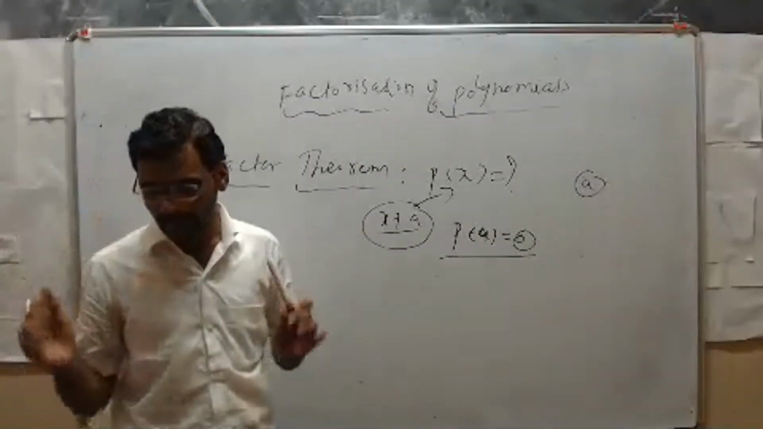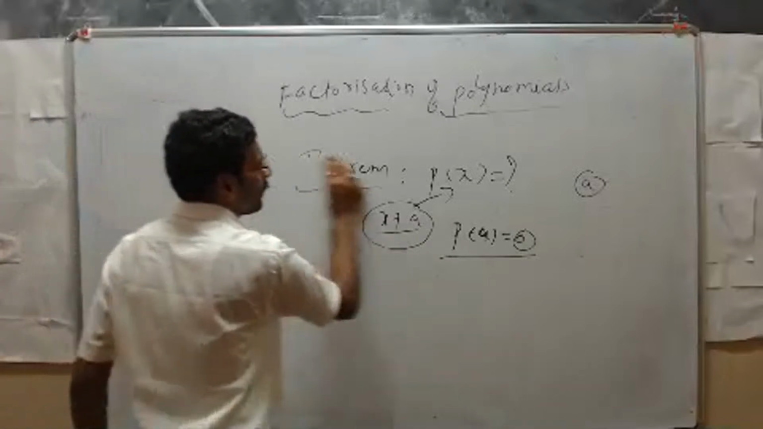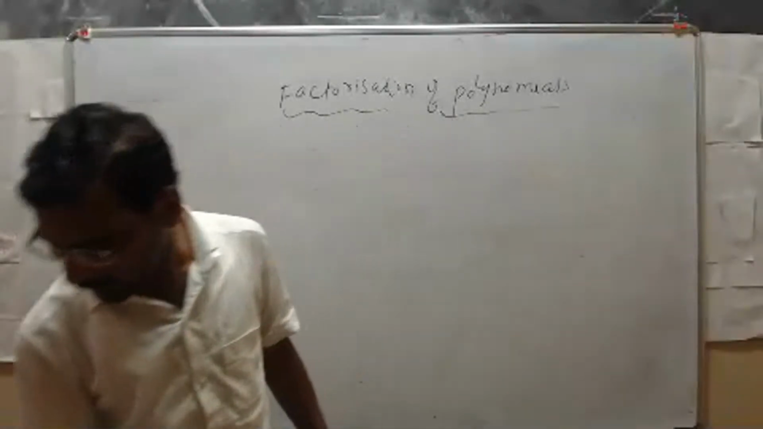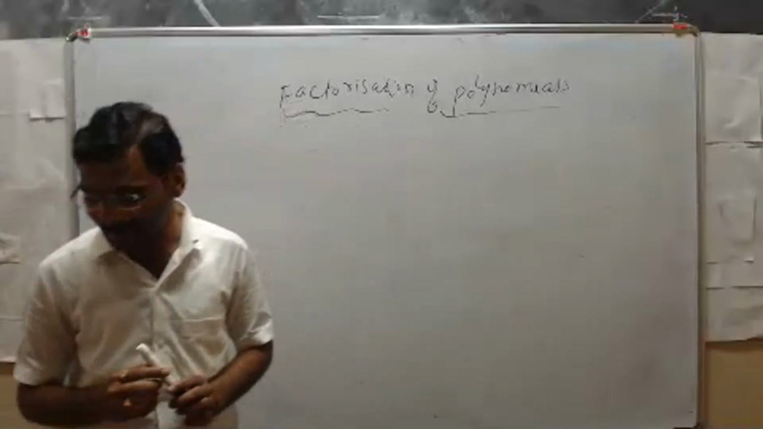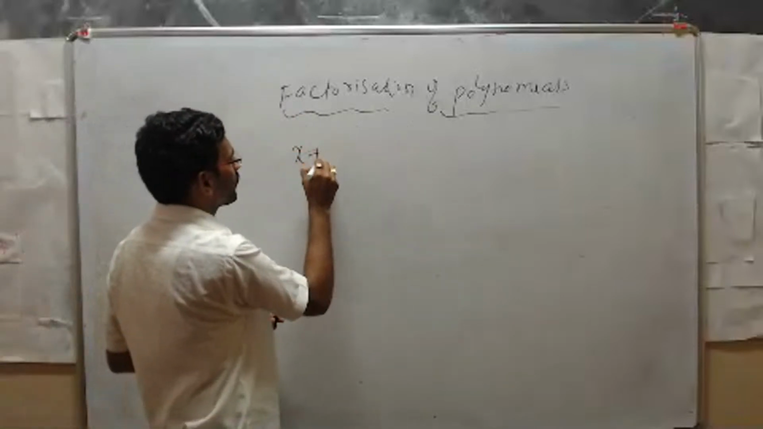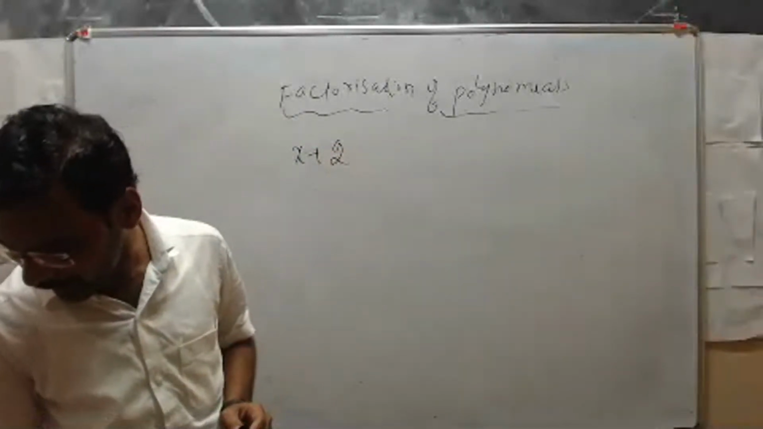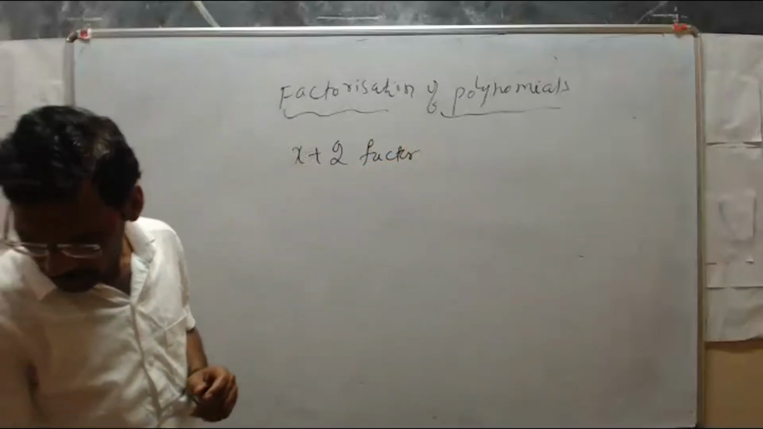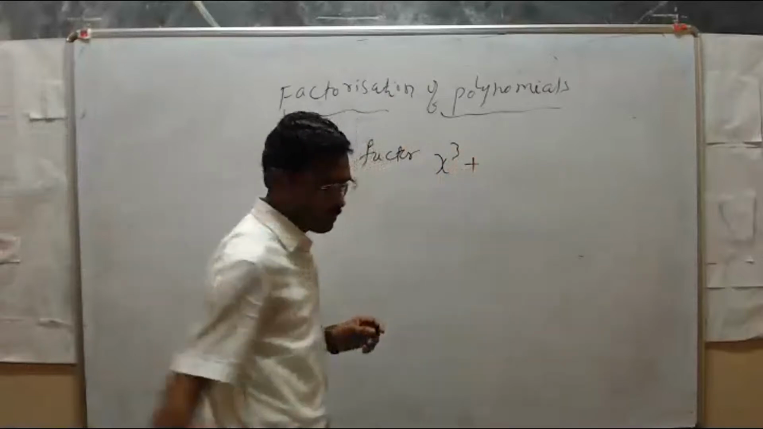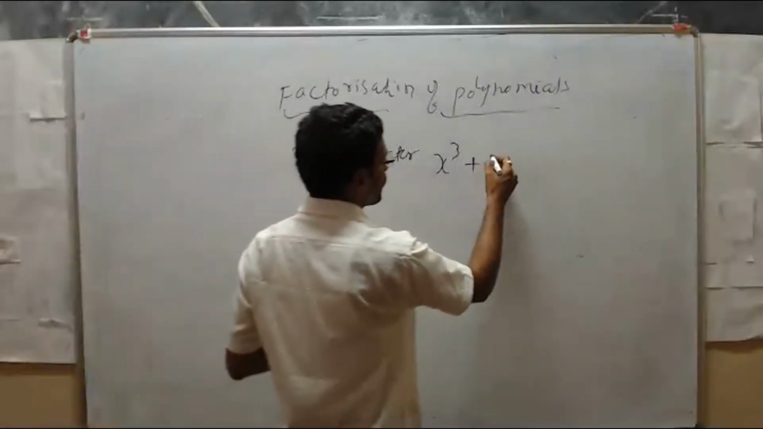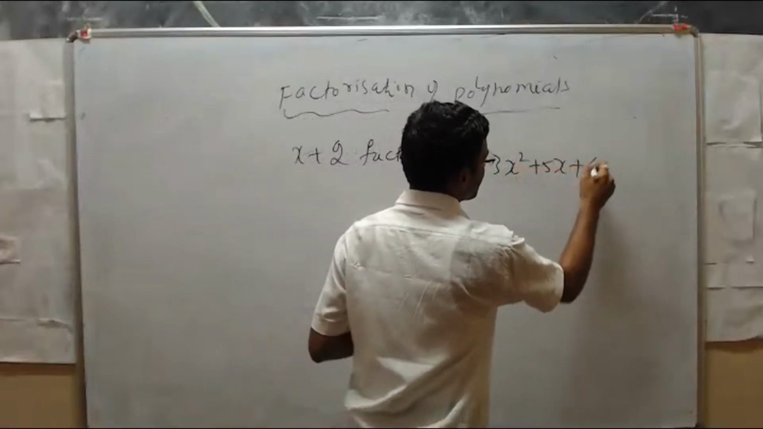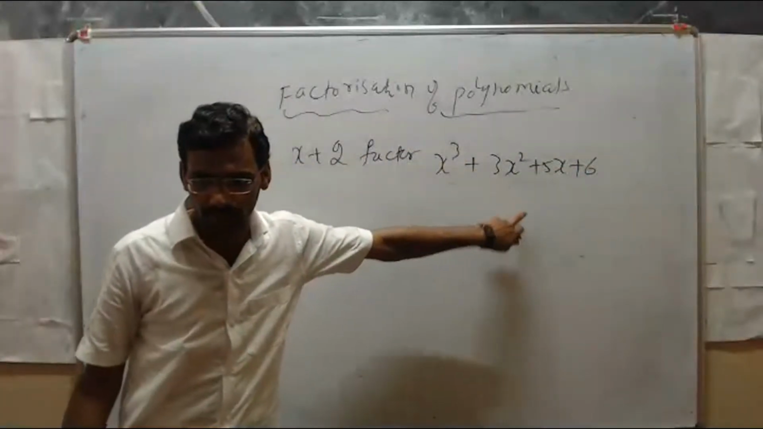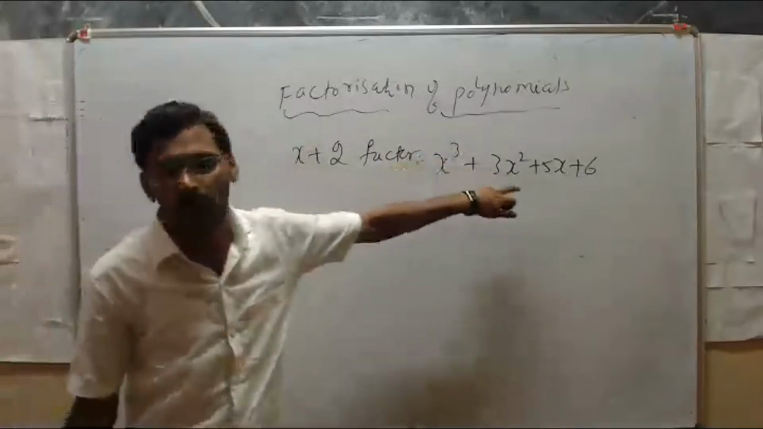Okay, let's start one example here, an example based on the factor theorem. Example 1. Examine whether, it means we have to decide whether x plus 2 is a factor of x cube plus 3x square plus 5x plus 6. We have to decide whether x plus 2 is a factor of this polynomial or not.